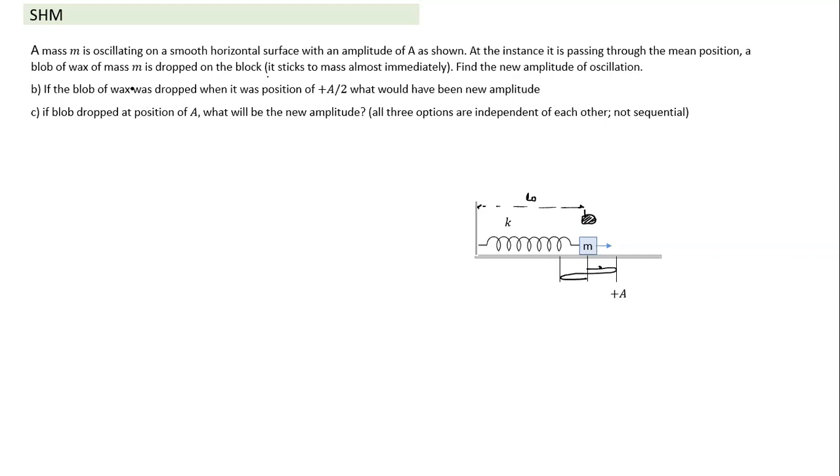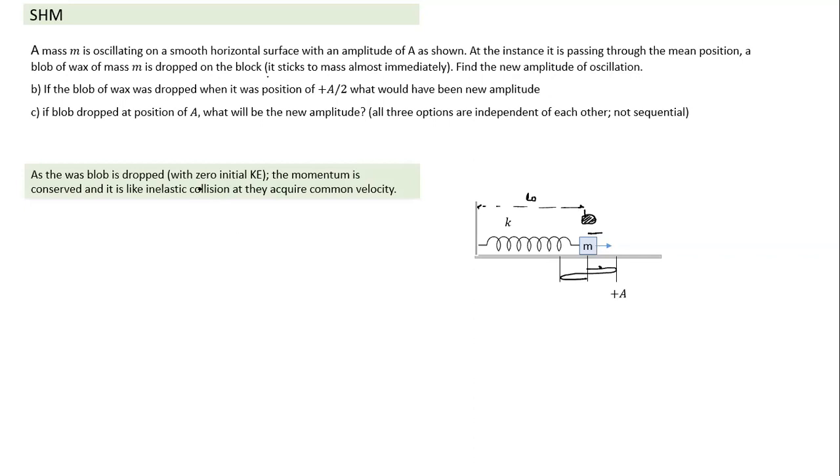So the blob of wax is dropped. In the first case, case A, it is dropped when the mass is passing through the mean position. How do we solve this? What will happen if I add another mass m, which sticks to the original m immediately? What is the kinetic energy the blob had before it gets in contact with the mass here? Even if it is not mentioned, you have to assume that when the blob is dropped, its initial kinetic energy is 0. So the blob is dropped with 0 kinetic energy.